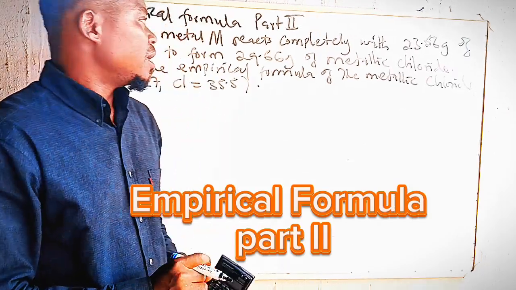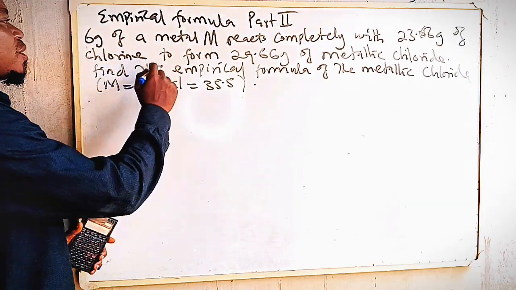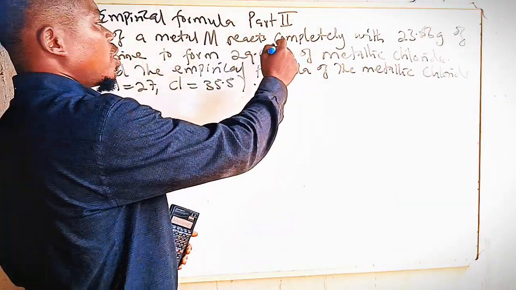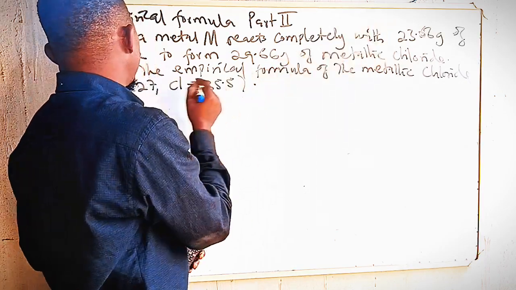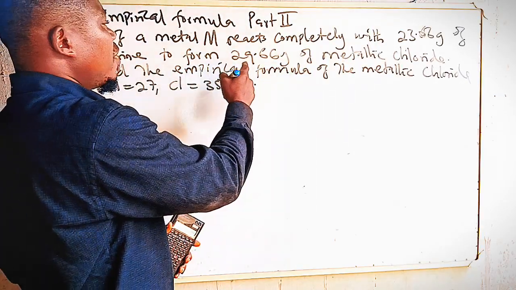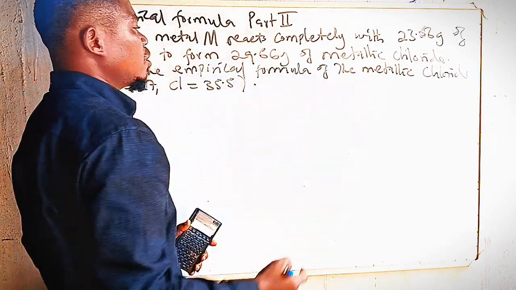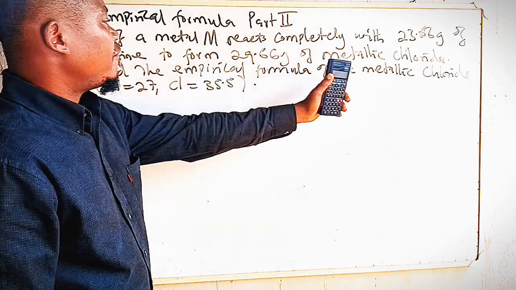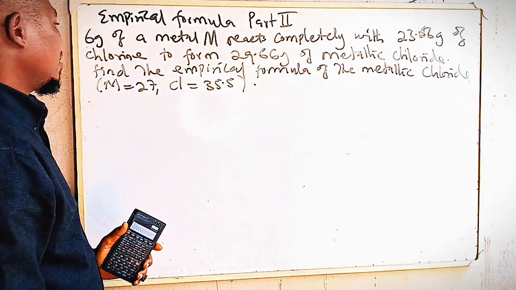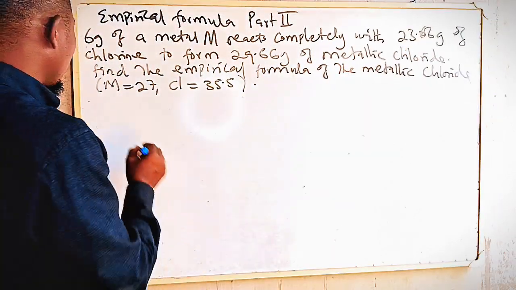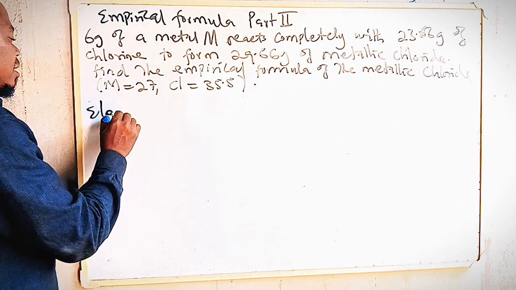Now, follow me. The question on the board says 6 grams of a metal M reacts completely with 23.66 grams of chlorine to form 29.66 grams of metallic chloride. Find the empirical formula of the metallic chloride. Now, how do we go about this? First of all, let's write out the elements.